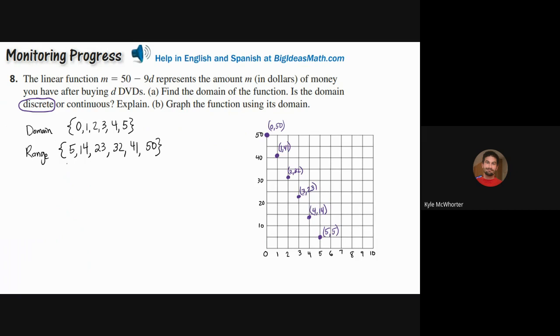So first of all, it's a discrete domain because you can't buy 1.5 CDs or DVDs, sorry. So that's a discrete domain. Then you just figure out what are the possible numbers of DVDs you could buy. You could buy 0, you can buy 1, 2, 3, 4, or you can buy 5. So then you're going to plug those in each one, and you're going to find the corresponding y value, and then you're going to plot those points.